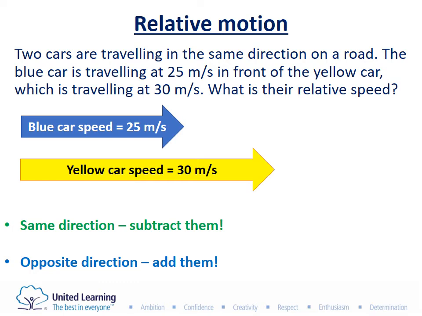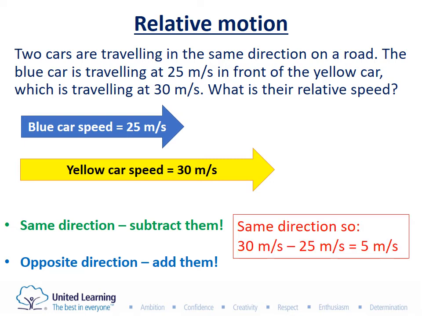Well, they're going in the same direction. So we're going to subtract them, right? Same direction is subtracting. So 30 take away 25 equals 5 meters per second. So one relative to the other looks like it's only travelling at 5 meters per second, even though we can clearly see that they're travelling at much higher speeds than that.